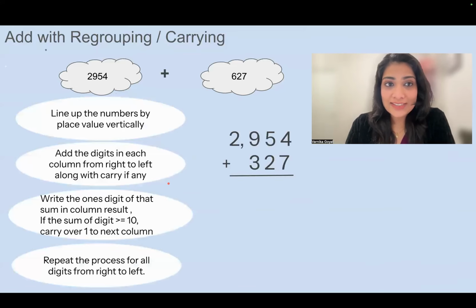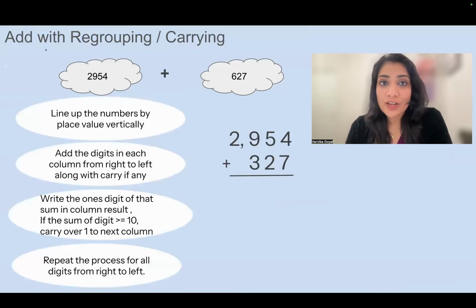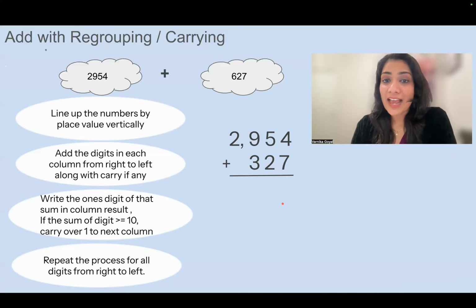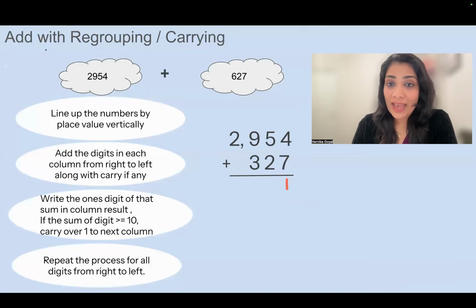Let's look at another example. We'll use the same method that we followed and line up the numbers vertically. We're going to add 2,954 with 627. We'll first add our ones column. 7 plus 4 is 11. 11 means 1 here and 1 will carry over to tens place. At the tens column, 5 plus 2, 7, plus 1, 8.